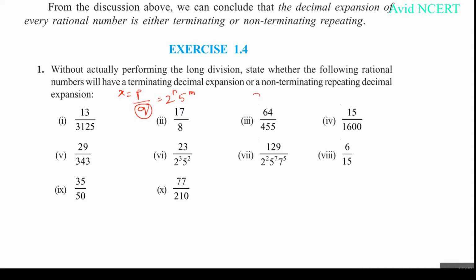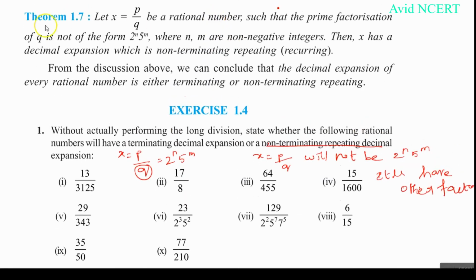Whereas when x is of the form p by q and q is not of the form 2 power n or 5 power m, it will have other factors. Then this is said to have a non-terminating repeating decimal expansion. That is what is mentioned here. So if q is not of the form 2 power n and 5 power m, then this is known as non-terminating repeating decimal expansion.